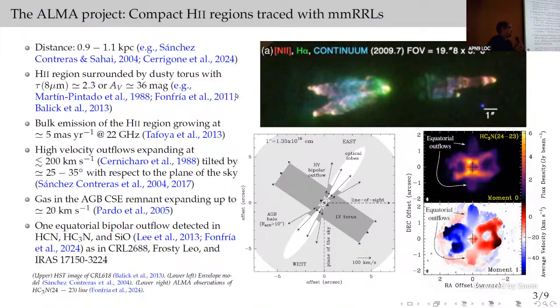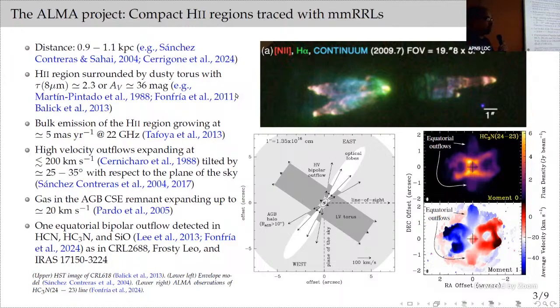This star is a more or less typical PPN, and I want you to keep in mind two different characteristics. One of them is the inclination of the bipolar outflows with respect to the plane of the sky, which is between 25 and 35 degrees. The second one is the presence of equatorial bipolar outflows that you can see here, which were detected for the first time by Lee et al. in 2013. And these are new observations from all of that.